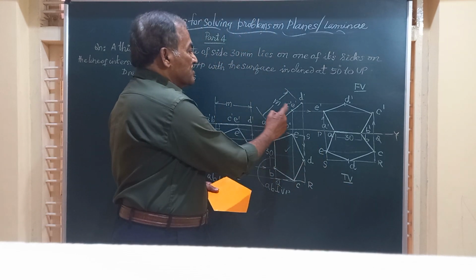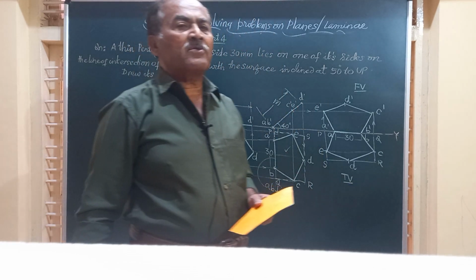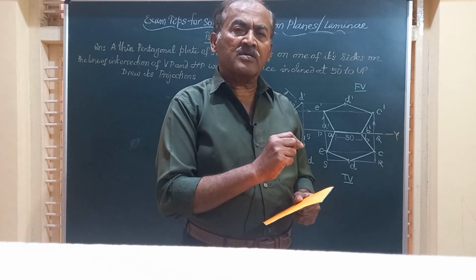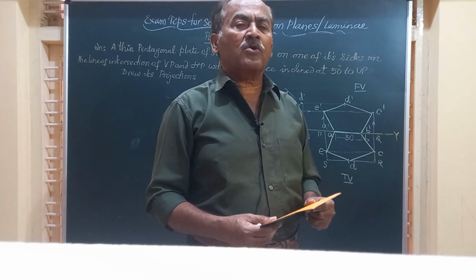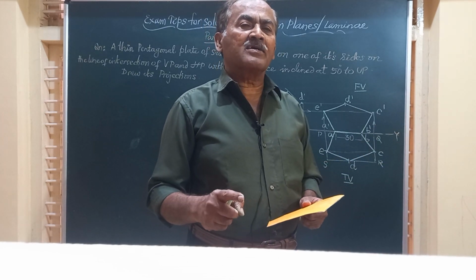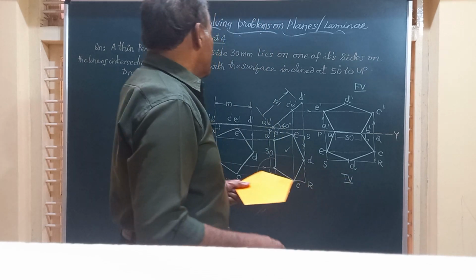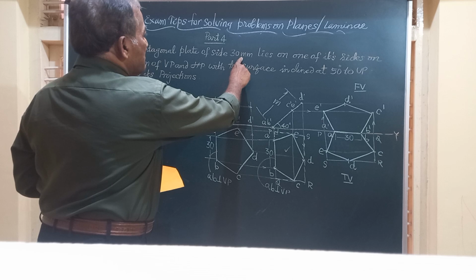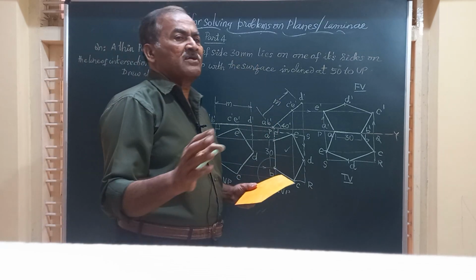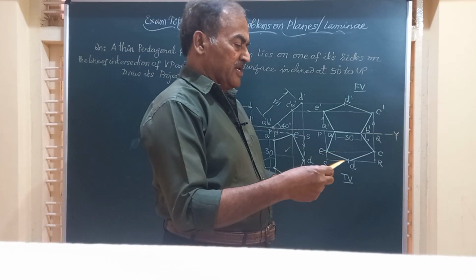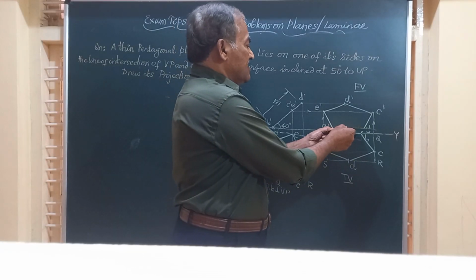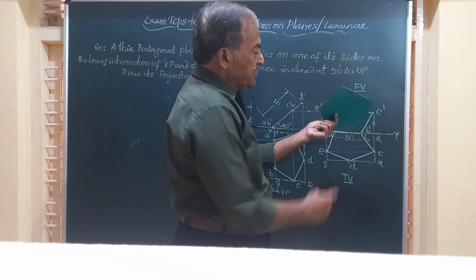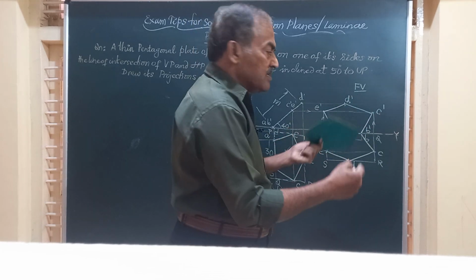Friends, after completing all the 3 views, that is the front and top views of the lamina, done in 3 stages, 1, 2, 3, we have to verify whether the solution we have got, that is the projections, front view and top view we have obtained, are right or wrong. So friends, you can see here the lamina or the plate having 30 mm side is lying on the line of intersection of VP and HP. Friends, it is something like this.